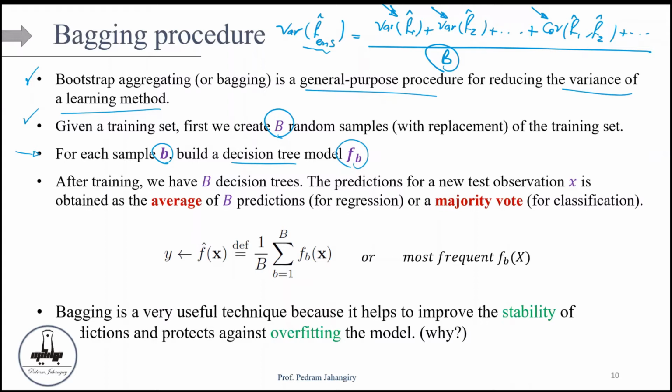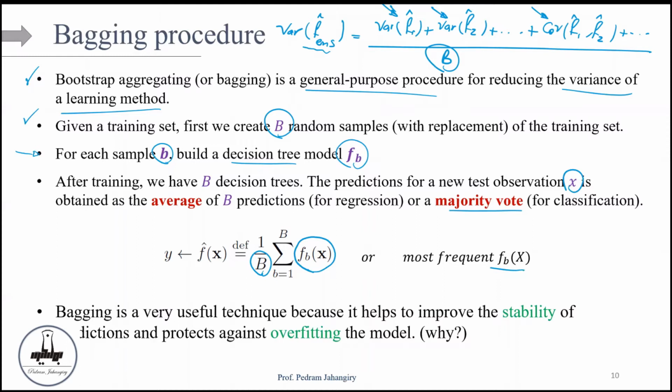The prediction for a new observation x is obtained as the average of the B predictions for regression, or the majority vote for classification. And this is the formula for that, right? It's very straightforward. Whatever those prediction numbers were out of each decision tree, we take the average by dividing by capital B to come up with the ensemble prediction. And if it is classification, we take the most frequent prediction.